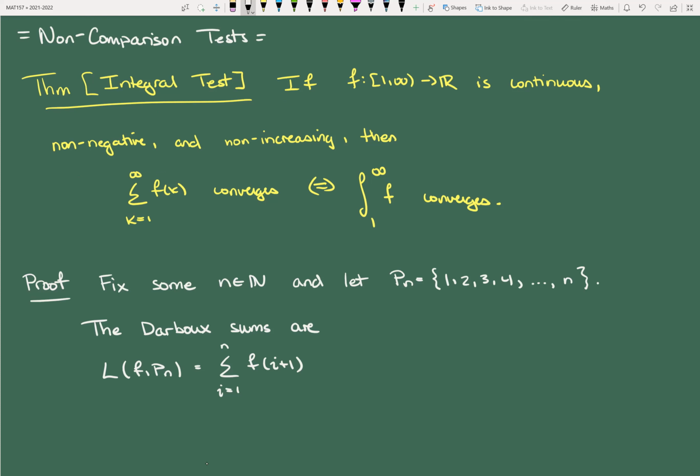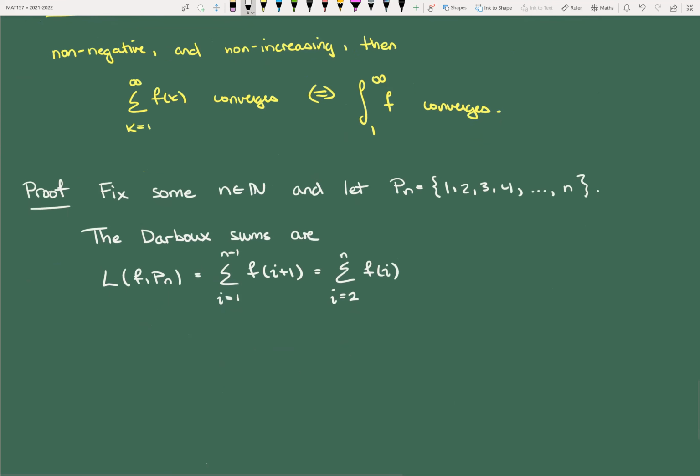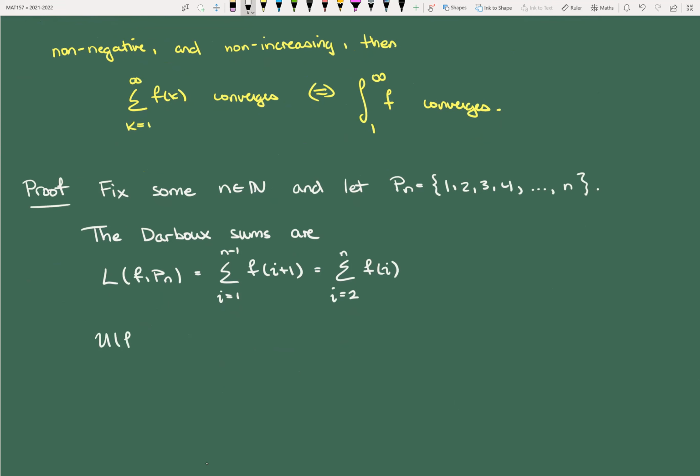Now, this actually isn't going to be as useful for our purposes. I don't want this i plus 1 hanging around, so I'm just going to re-index everything. Sorry, this should be n. Wait, do I want n minus 1? Just let me double check. Yeah, it should be n minus 1. So this is going to go now from 2 to n of f i. All right. And then the upper Darboux sum is the left endpoint, and I don't need to re-index that one because it's already the way I want it to be.